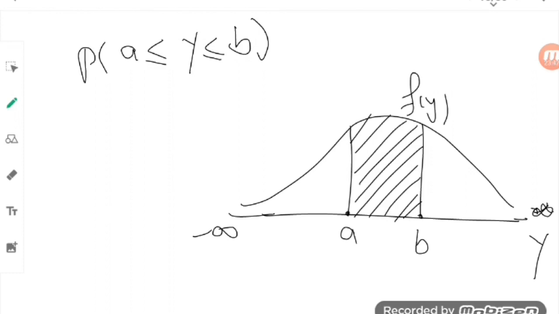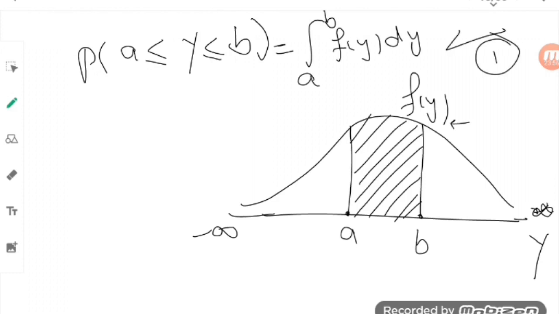So one of two methods can be applied here to find this probability as the area under the PDF, which can be found by the integral of the PDF over this interval. So this is one method. The other method is to subtract the area from negative infinity to a from the area from negative infinity to b.